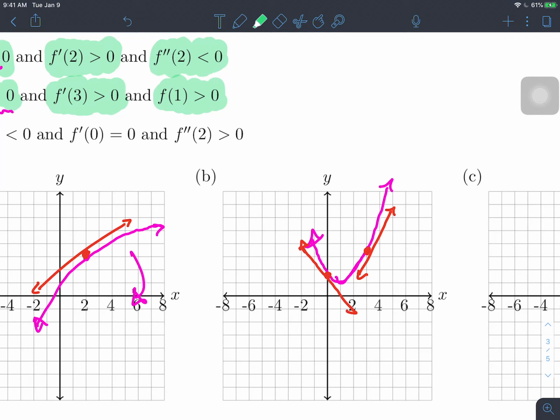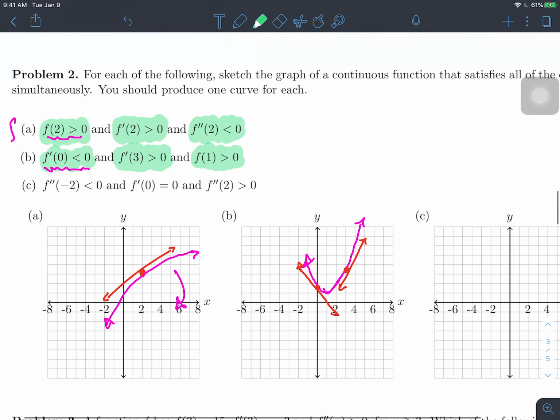All right, last group, there's only 3 of you. It doesn't seem like any of you were super confident displaying your paper, so maybe we'll just do number 3 together. I think it's pretty hard in any case. Let's see here, what do we got? We've got f double prime of negative 2 less than 0. So at negative 2, we should be concave down. At 0, we should be traveling horizontally, or have a horizontal tangent line. And at 2, we should be concave up.